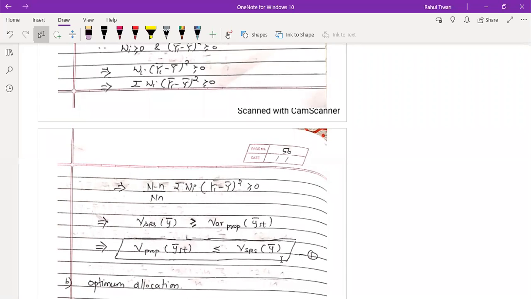Okay, so that's why the variance under proportional location will be always lesser than the variance of y bar under WR or SRS.